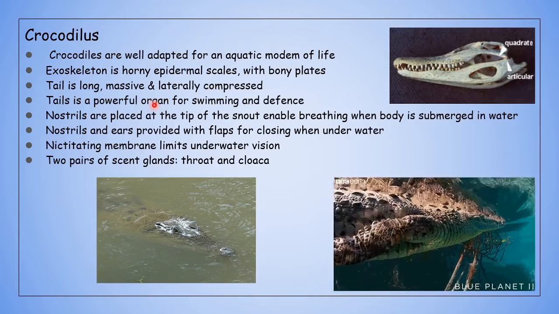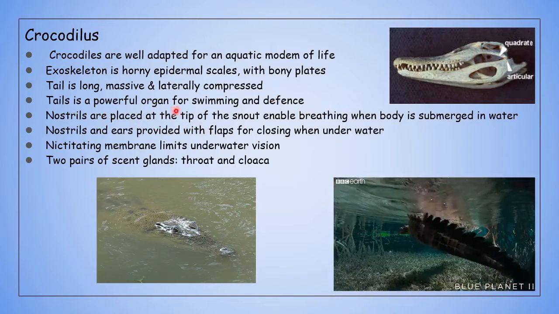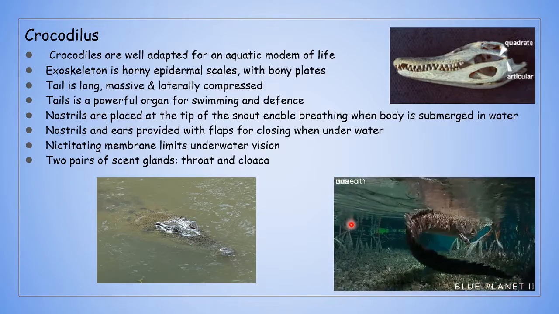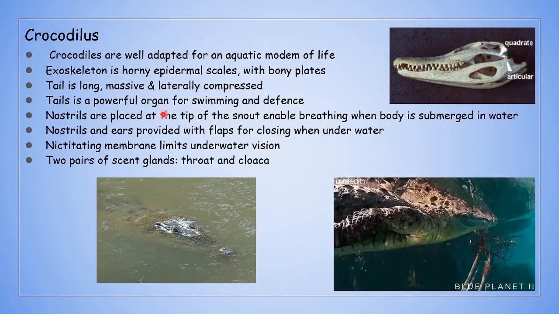So the tail is long, massive, as said earlier, laterally compressed. And the tail is a powerful organ which is used for swimming. You can see in this video they do not use their limbs for swimming. They use the tail for swimming as well as for defense purposes.